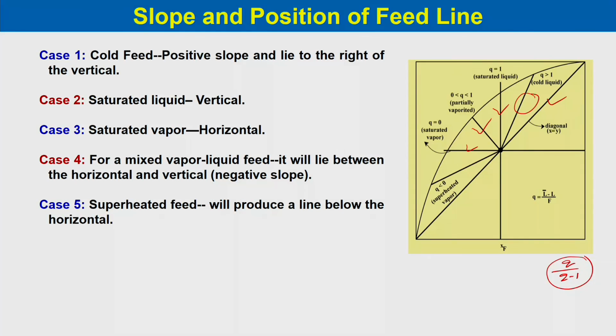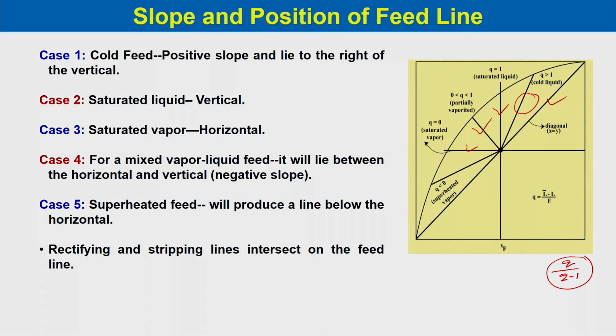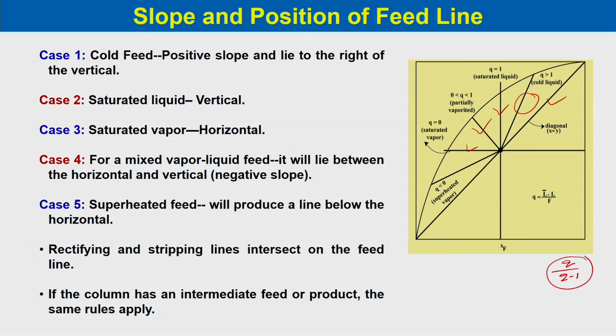Case 5 is the superheated feed, which will produce a line below the horizontal because q is less than 0. So, for superheated vapor it will lie between the horizontal line and the diagonal line. The rectifying and stripping lines intersect on the feed line. If the column has an intermediate feed or product, the same rules also apply. So, these are the slopes and positions of the feed lines.